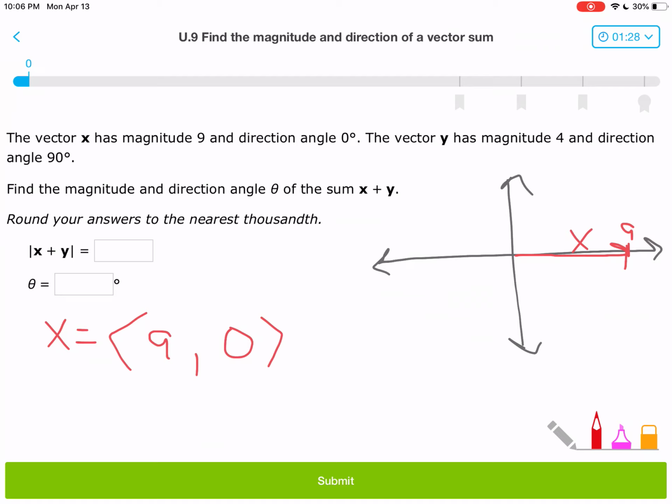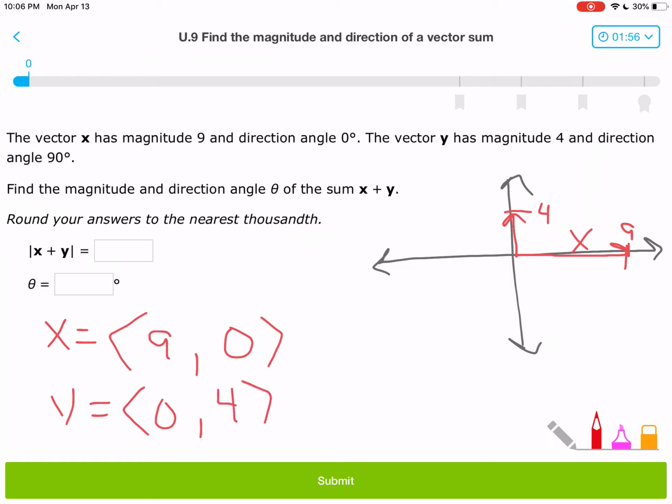So let's look at the next one. Vector y has a magnitude of 4, distance of 4, and a direction of 90 degrees. So that's going to be going like this. So here we go up to 4, and since we're at 90 degrees, it's right on the y-axis. So vector y is 0, 4. There is no horizontal component. It just goes vertically straight up 4 for our vertical component.